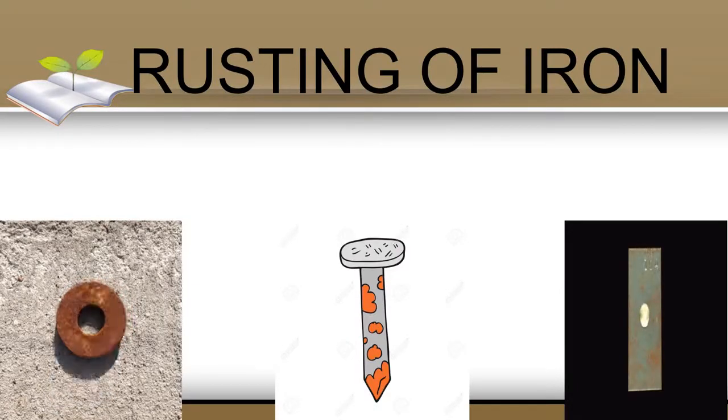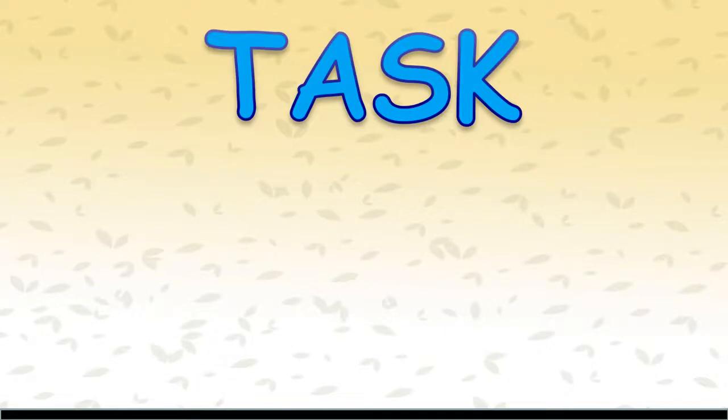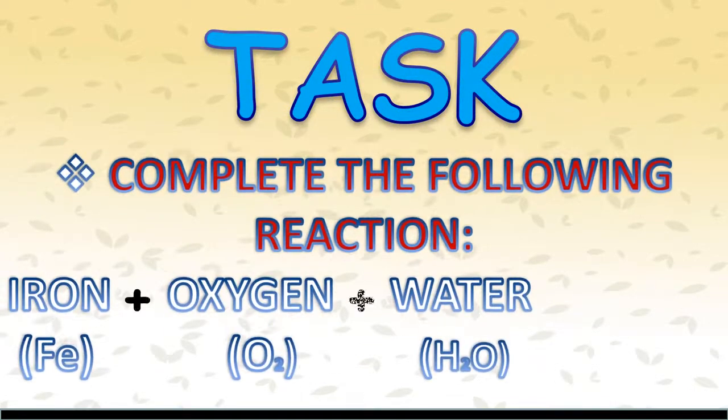Let us take the example of rusting. Have you ever seen that when some iron object is kept outside, exposed to air and water for a long time, rusting takes place? You will see on that iron object some reddish brown colored layer on the surface. This is called rust, which is formed due to the reaction of iron with oxygen in the presence of water. We can show the formation of rust with the help of an equation. Now you have to complete this reaction.